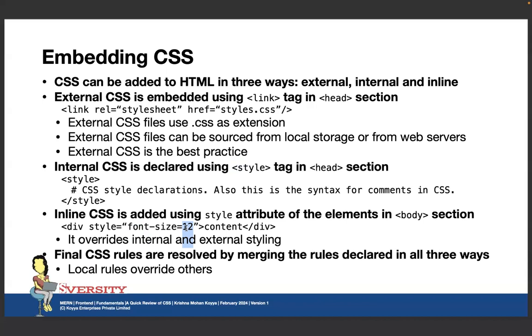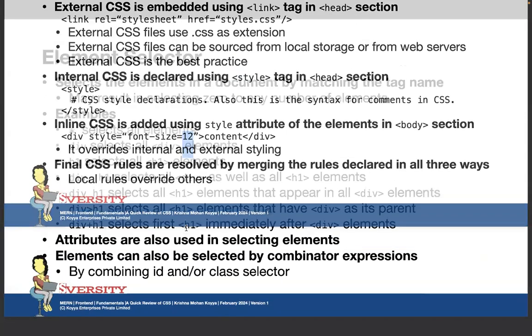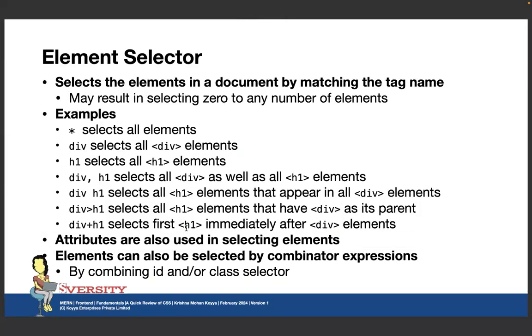That's why these style sheets are called cascaded or cascading style sheets. Now let us look at the selectors: element selector, ID selector, and class selector we talked about. In the element selector, all you need to do is specify the name of the element. If you want to select all the elements, just use star as a selector. It selects everything within the given document.